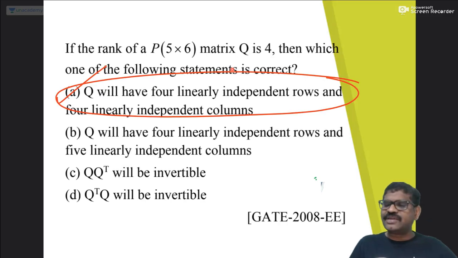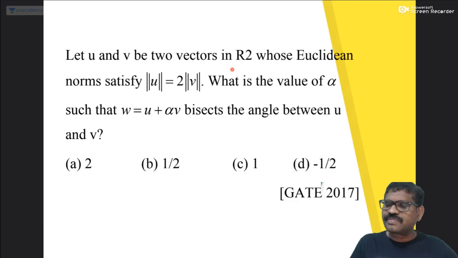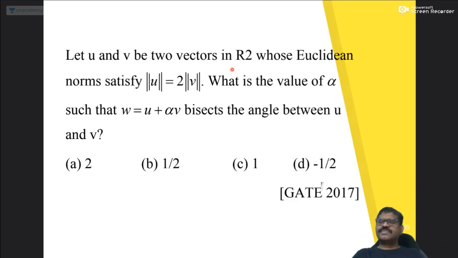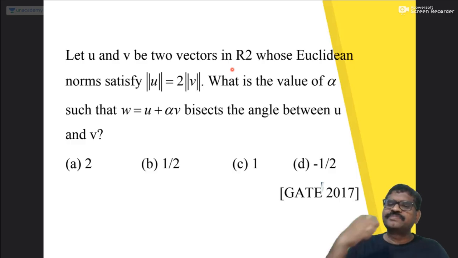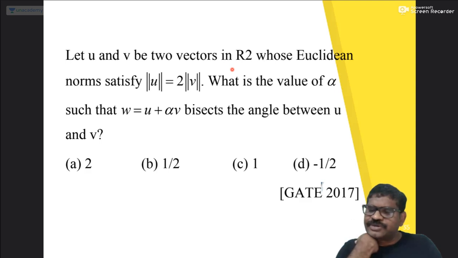Previous slide, nothing, only this slide is there. I have selected the answer. Concept I have explained. Observe.